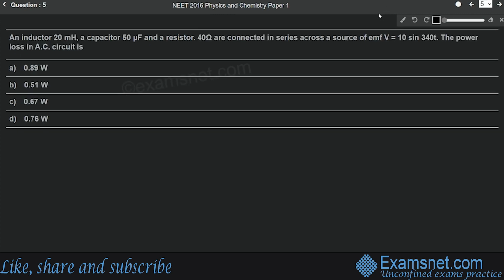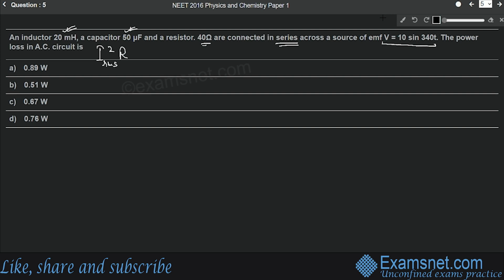Question number 5 is from the chapter alternating current, and the question is, an inductor 20 millihenry, a capacitor 50 microfarad and a resistor 40 ohm are connected in series across a source of EMF V equals 10 sin 340t. The power loss in AC circuit is, okay, so what is power loss? Power loss will be equal to I square R, where I is the RMS current.